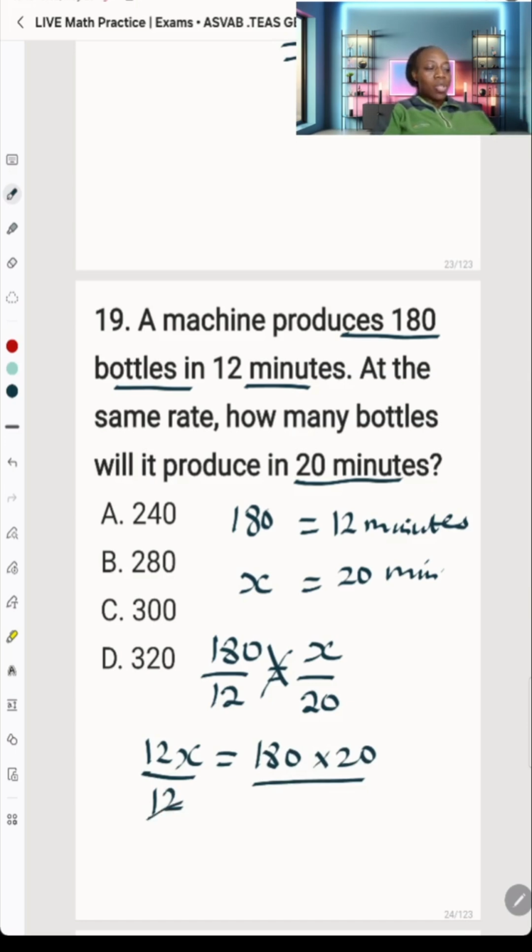Let's divide both sides by 12. What is there that can divide? 6 can divide 12. It can also divide 18. So let's use 6.